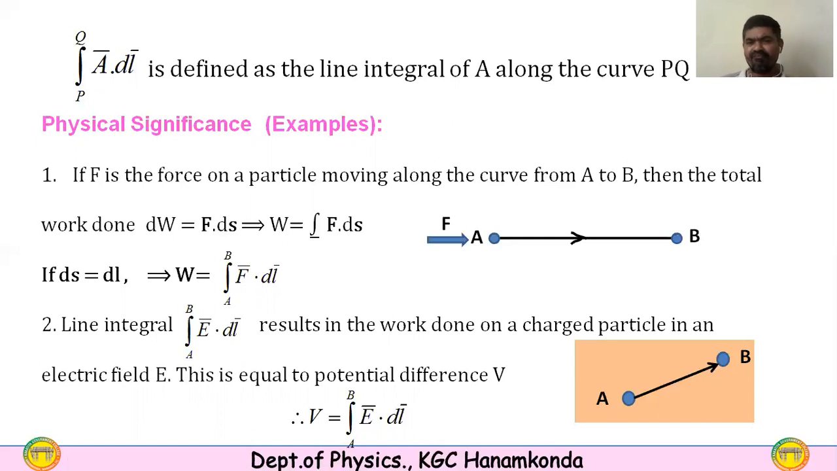Here the electric field is represented with E bar, and E bar dot dl bar, when you take the integration from point A to B, gives us the electric potential. In this way, by using line integral, we are calculating electric potential. Therefore, the line integral of E bar dot dl bar gives us the electric potential difference between two points.